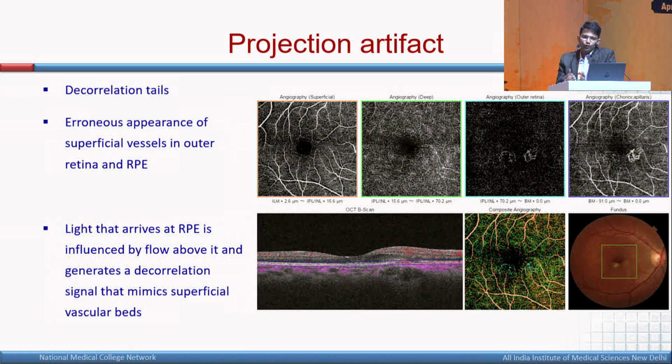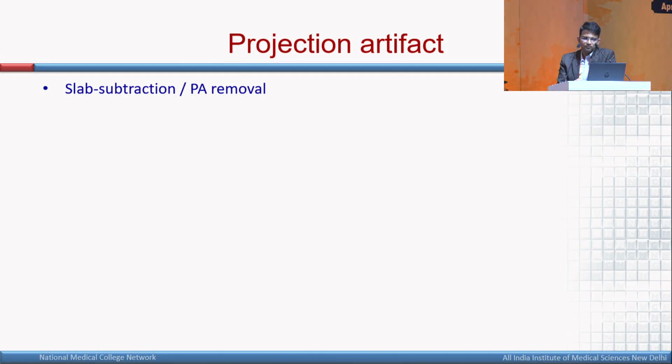So how do you take care of it? Prior to that, most of these projection artifacts will be seen at surfaces where there is a lot of reflectivity of the light. RPE being a very reflective layer, most of the projection artifacts are seen at the level of the RPE or the choriocapillaris. Now, how do you take care of the projection artifacts?